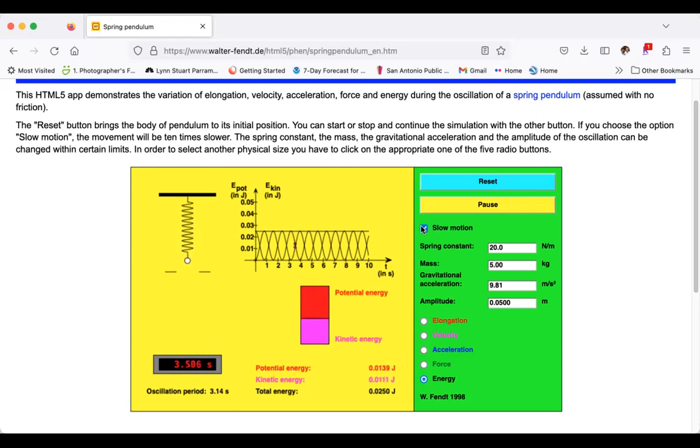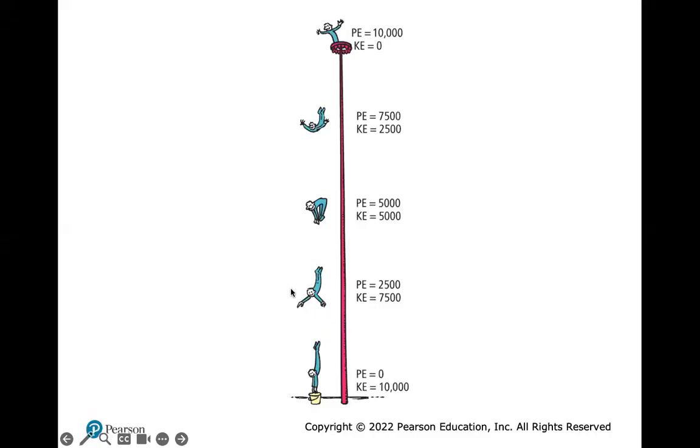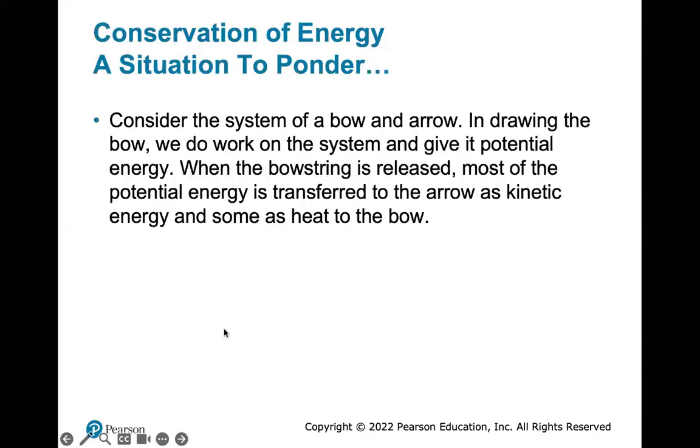Let's speed it up. Let's play in fast motion. You can see at the two endpoints, at its high peak and its low peak, is where it's all potential energy. And at the zero crossing, at the quiescent point, is where it's all kinetic energy. Okay, that's a good little demonstration. Let's go back to the PowerPoint. Okay.